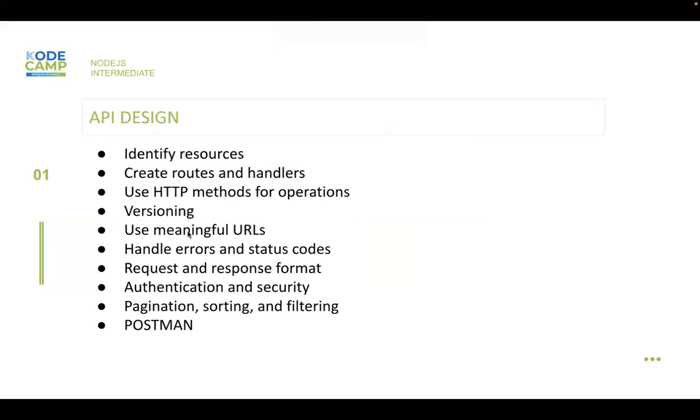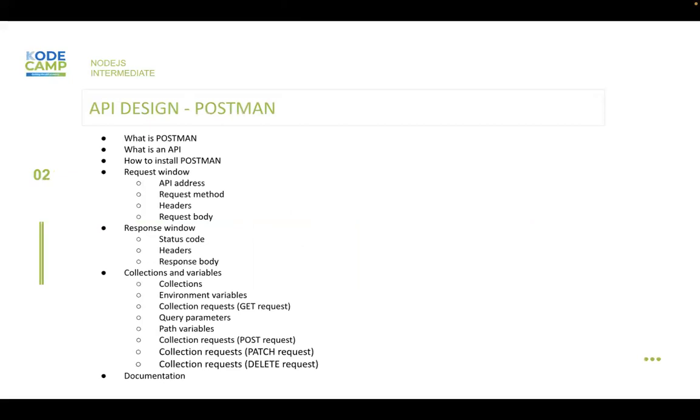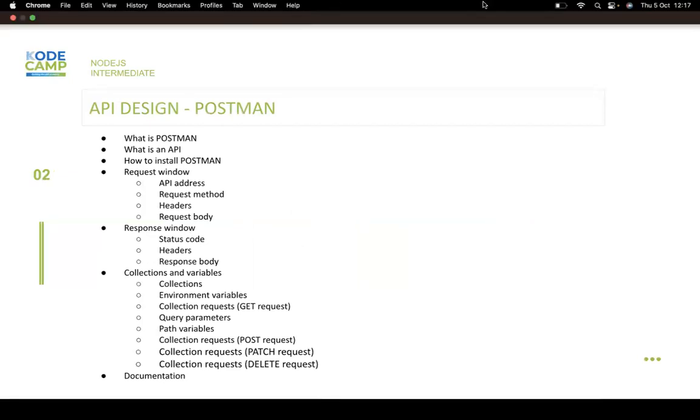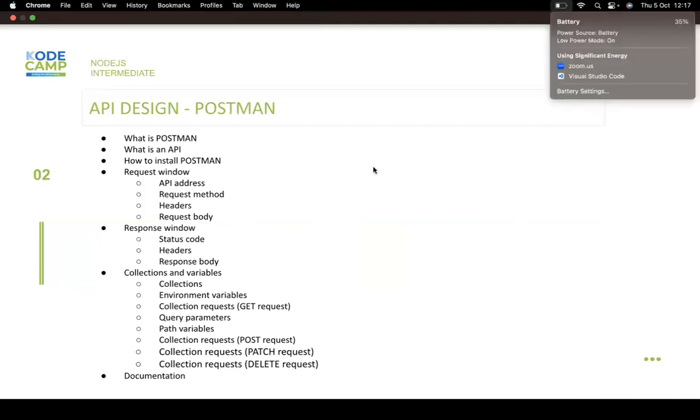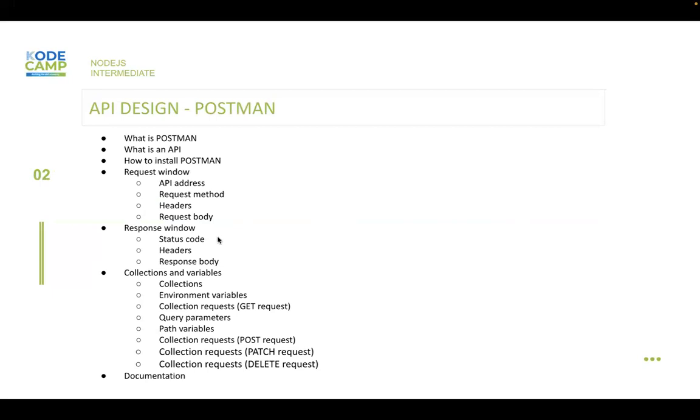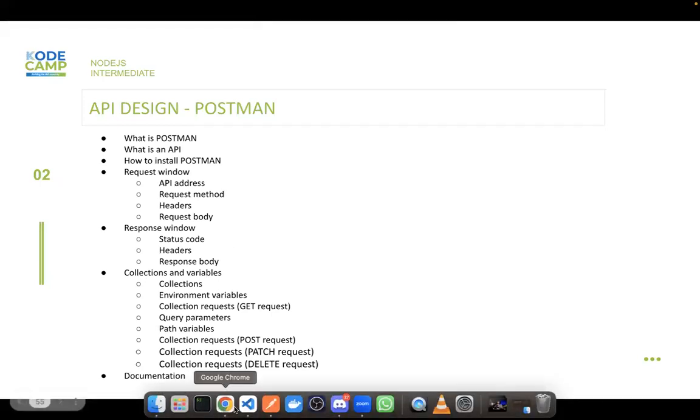And I think we should just move over to API design Postman. We don't have that much time, but we should actually talk about Postman. What is an API? How to install Postman, request window, and all of that. So collections, and then we need to explore Postman in depth so we can understand.